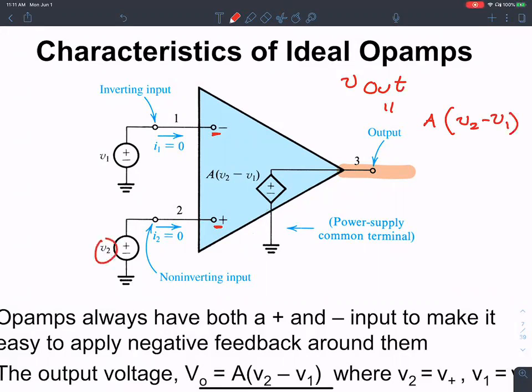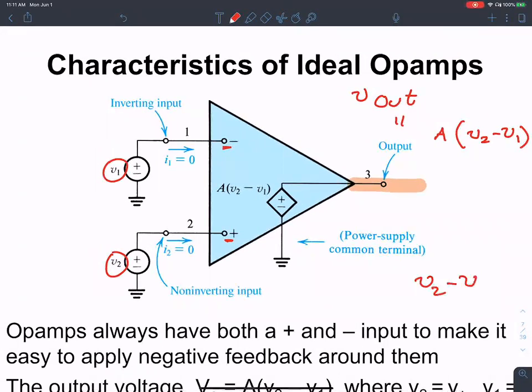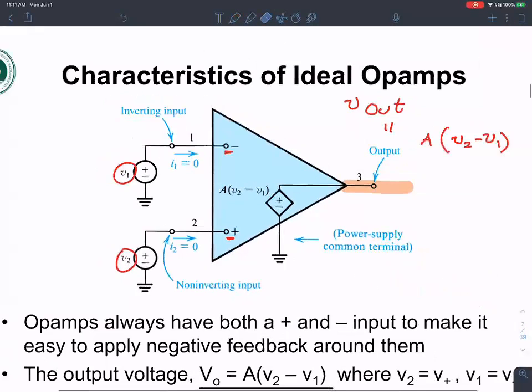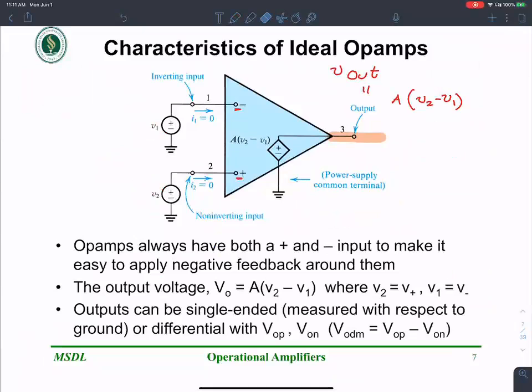Let's say I apply some voltage V2 on the positive terminal and V1 on the negative terminal. An ideal op-amp really amplifies the difference: V2 minus V1 is multiplied by a gain factor A, and that is shown as the output. The output of an op-amp is an amplification of the difference between the inputs. That's the important thing we want to remember here.